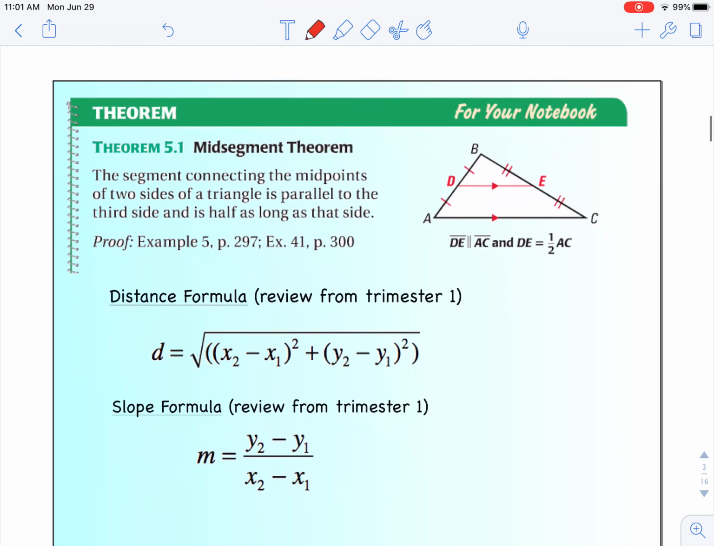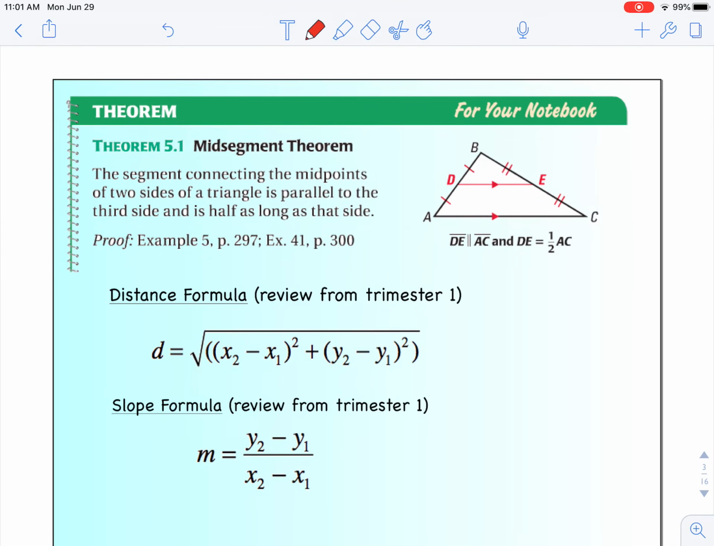And what it turns out is that the midsegment of a triangle is parallel to the third side and half as long. Parallel and half as long. And that's really important. There are two parts to it. One part is that it's parallel right here. And the second part is that it is half as long.